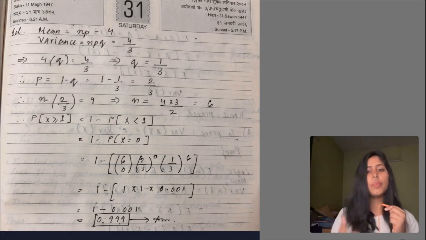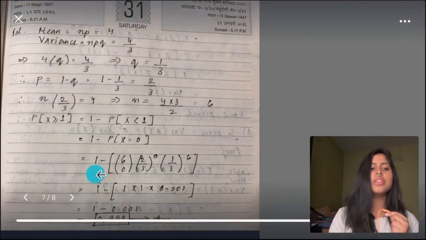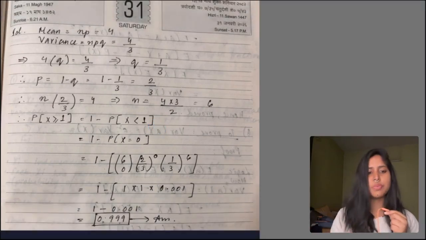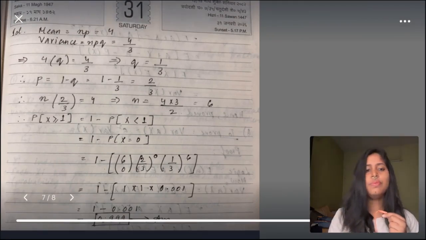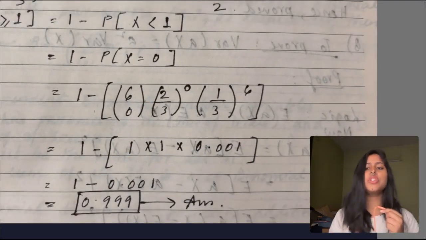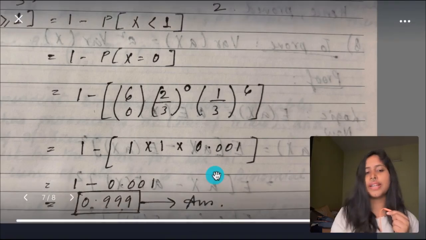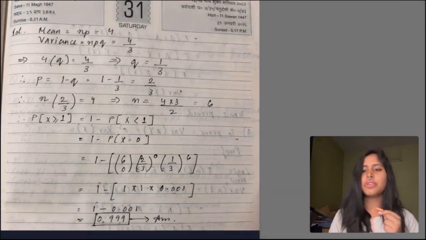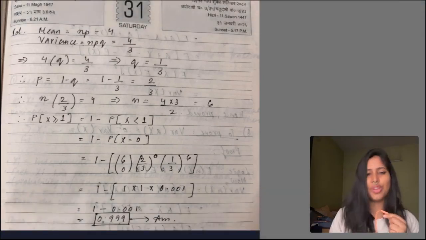That is great, because now we want the probability of X greater than or equal to 1. Here again, you need to use the complement method. This complement method shows that the probability of X greater than or equal to 1 is equal to 1 minus the probability of X less than 1, which is equal to 1 minus the probability of X equals 0. And if you plug into the formula, which is 6C0 into 2 by 3 to the power 0 and into 1 by 3 to the power 6, you get the answer 0.999. So basically this means that there is about a 99.9% chance that the person gets at least one success.